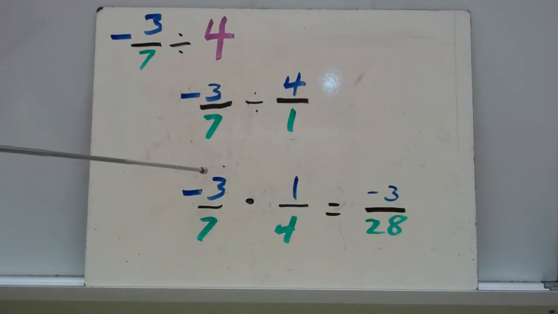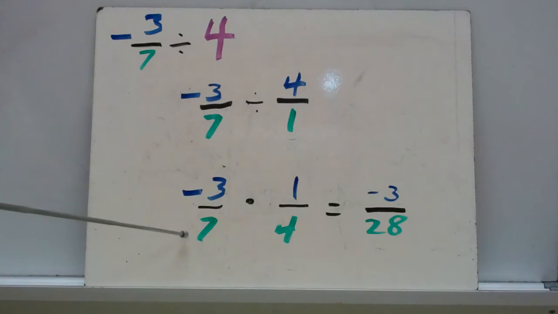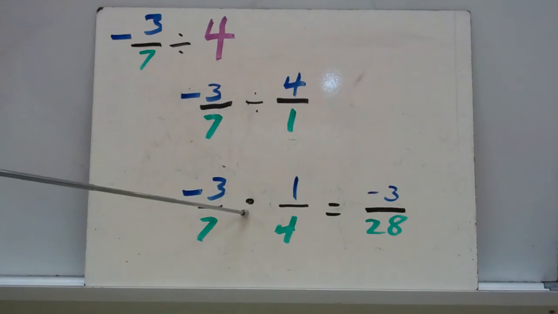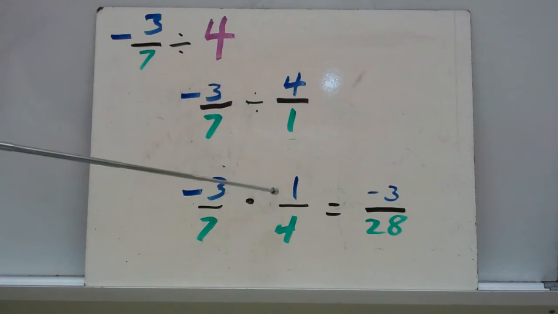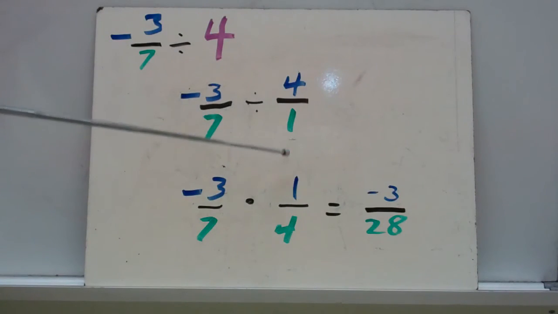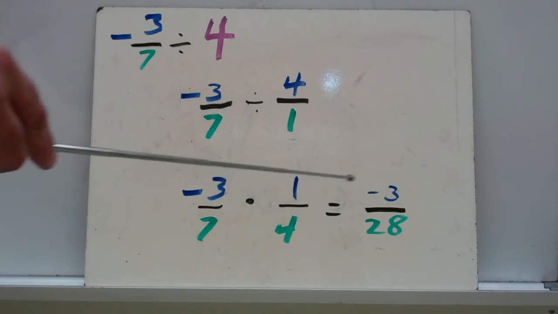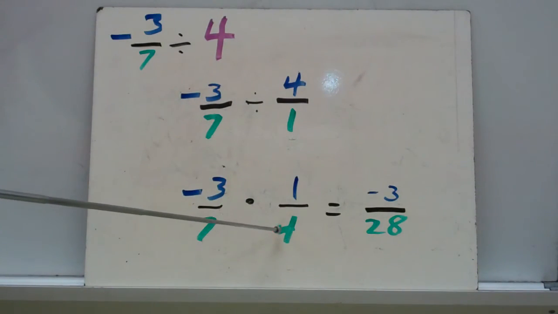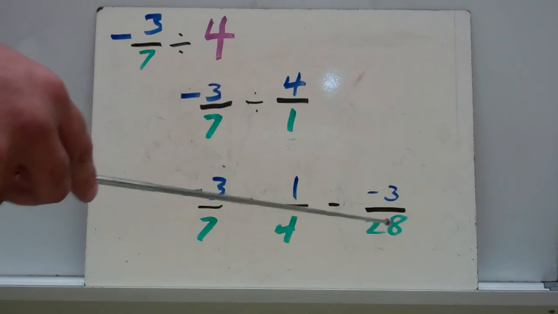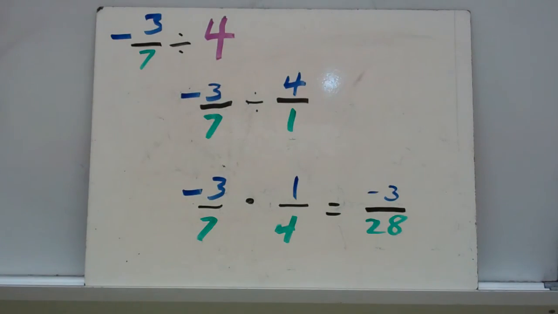So again, we're going to copy the first fraction down, negative 3/7, change the division operation to multiplication, and then find the reciprocal of 4 over 1 in this case, which is 1/4. Multiply straight across. Negative 3 times 1 is negative 3. 7 times 4 is 28. So that would leave us with negative 3 over 28.